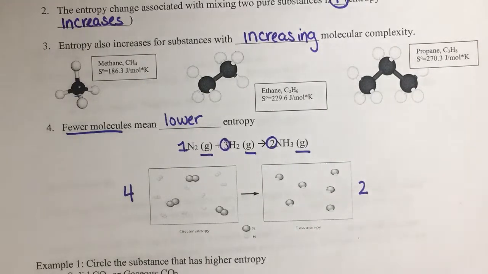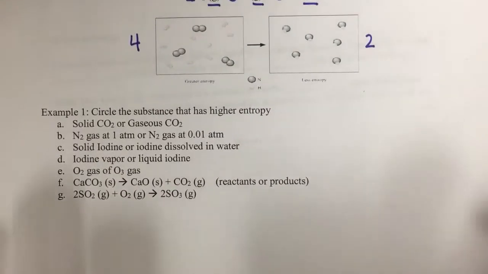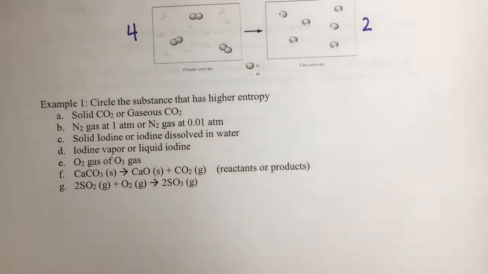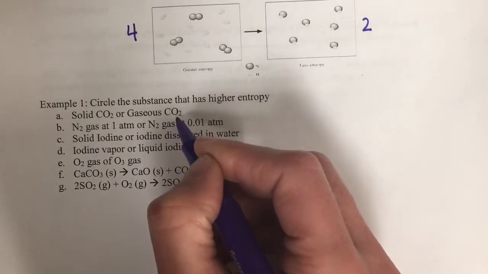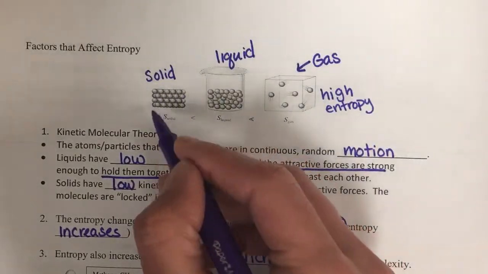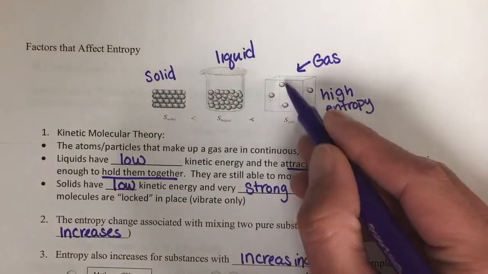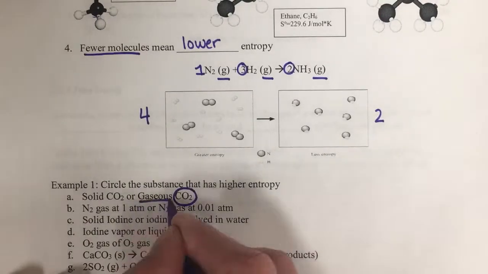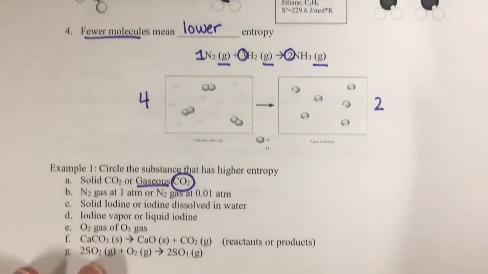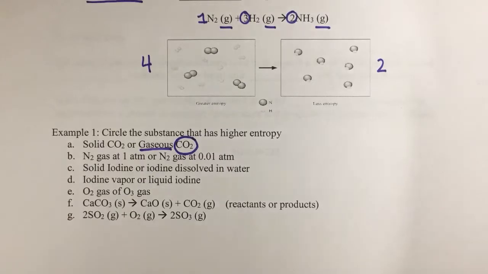Okay? So let's take a look at some examples. Okay? I want to circle the one that has higher entropy. Solid CO2 or gaseous CO2? I said that a solid, everybody's neat and organized. A gas, everybody's moving around. So my gas is going to have the higher entropy. Okay?